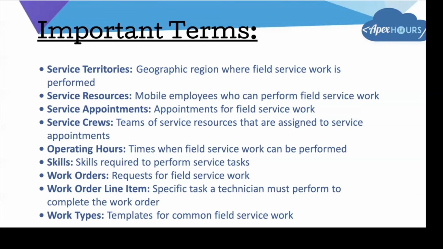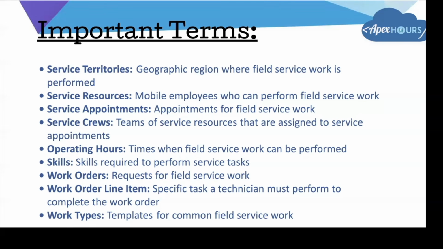The sixth one is skills. Skills, as the name suggests, are the skills required to perform service tasks. So skills will be possessed by the resources so that they can perform certain service tasks. The next one is work orders. So work orders are the requests that are made for field service work. The next is work order line item. This is a specific task a technician must perform to complete the work order.